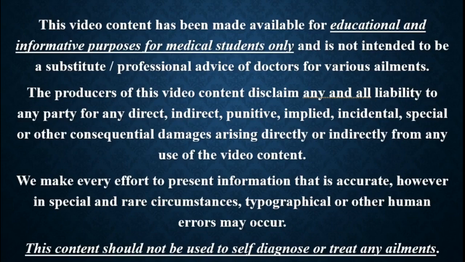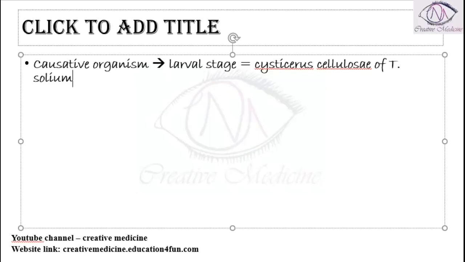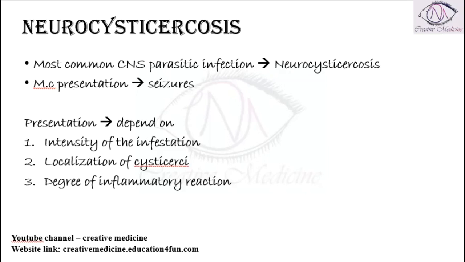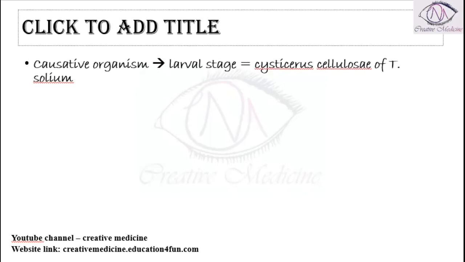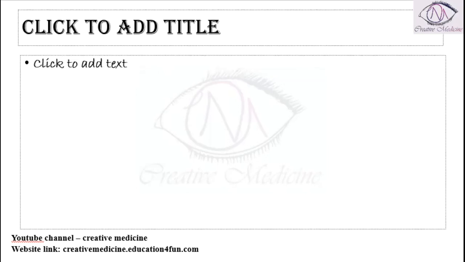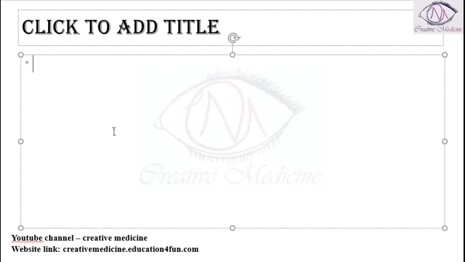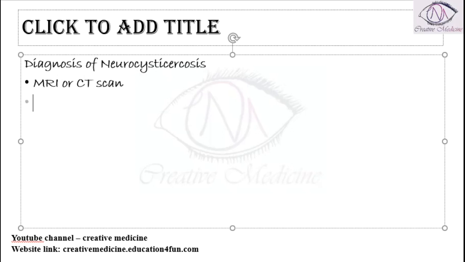In this lecture, we will learn about neurocysticercosis. It is caused by Cysticercus cellulosae. Now, the diagnosis of neurocysticercosis is mainly done by an MRI, or a CT scan can be used to diagnose neurocysticercosis.